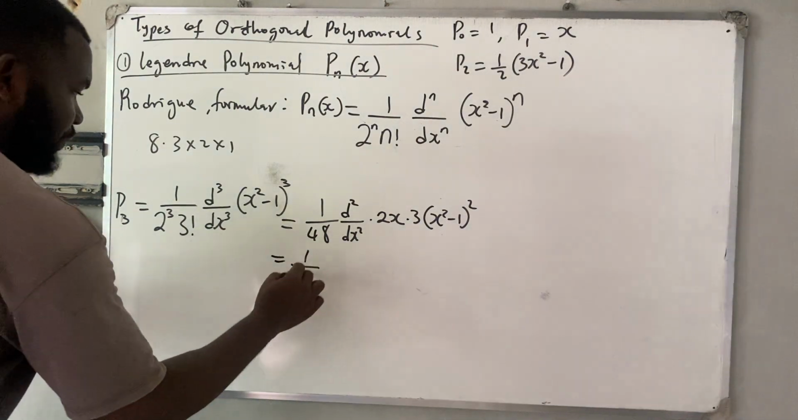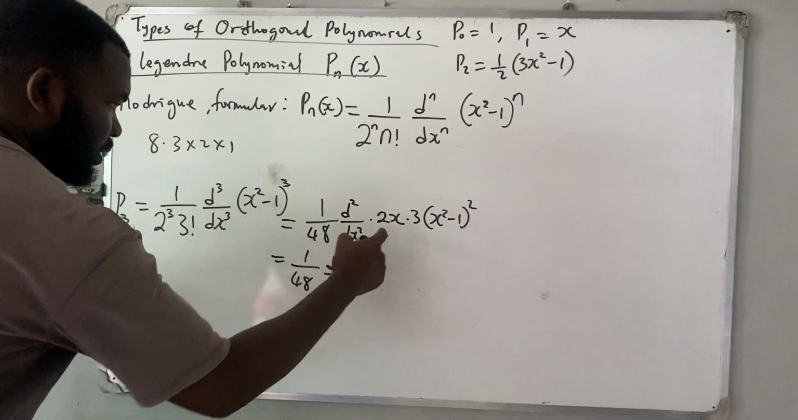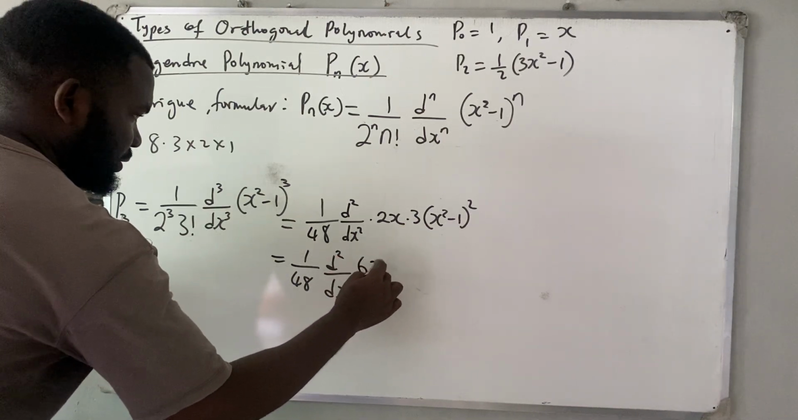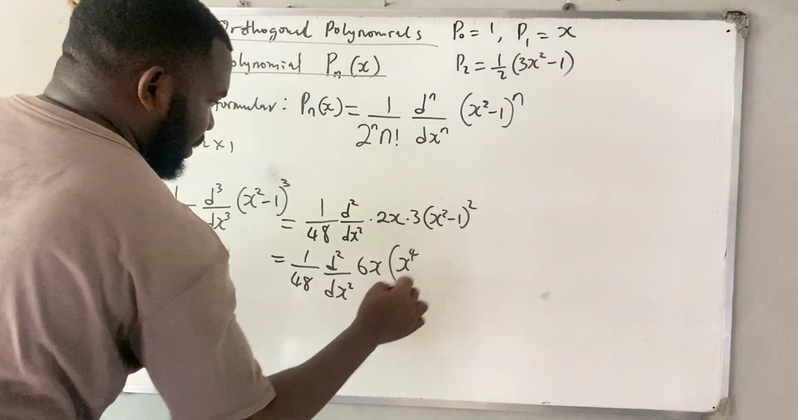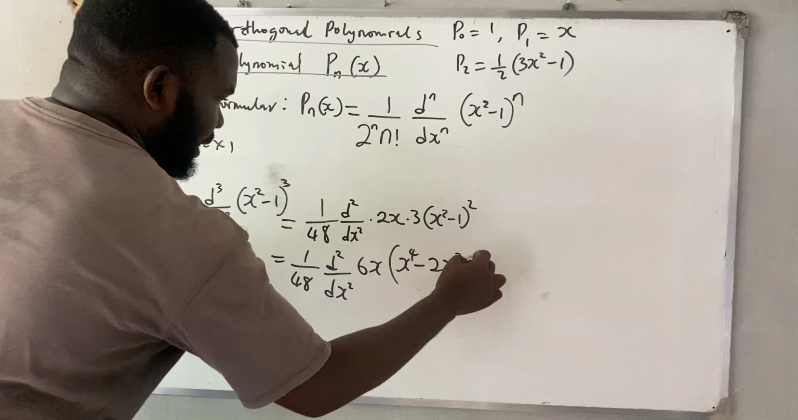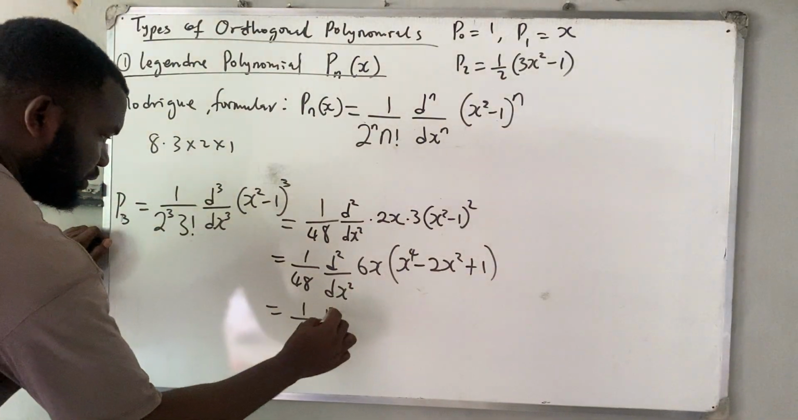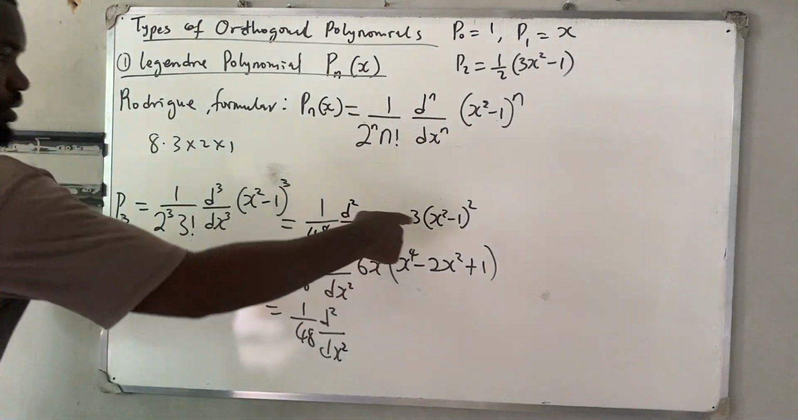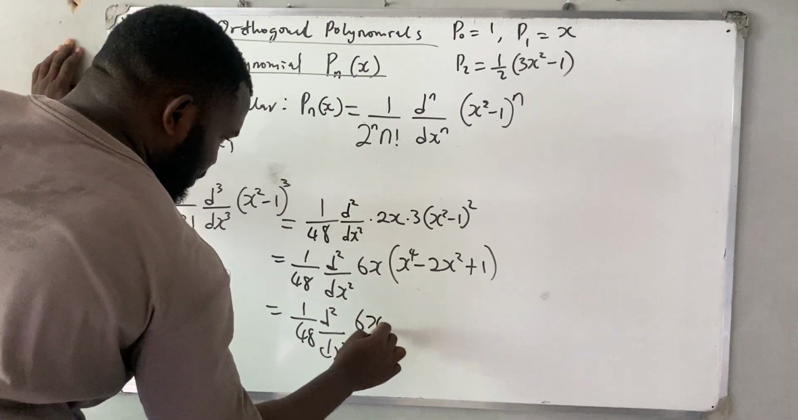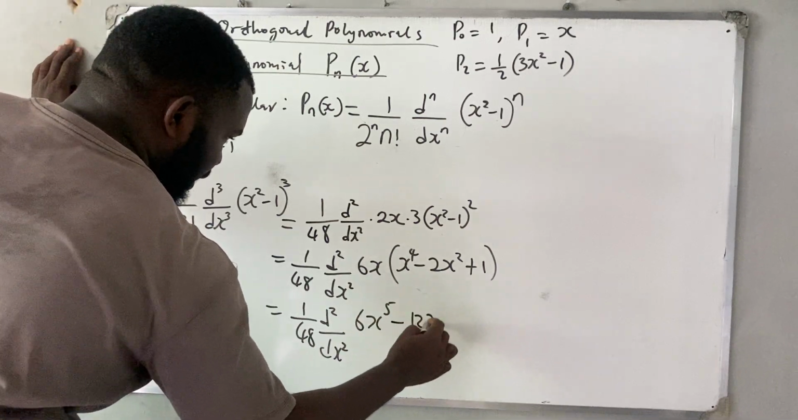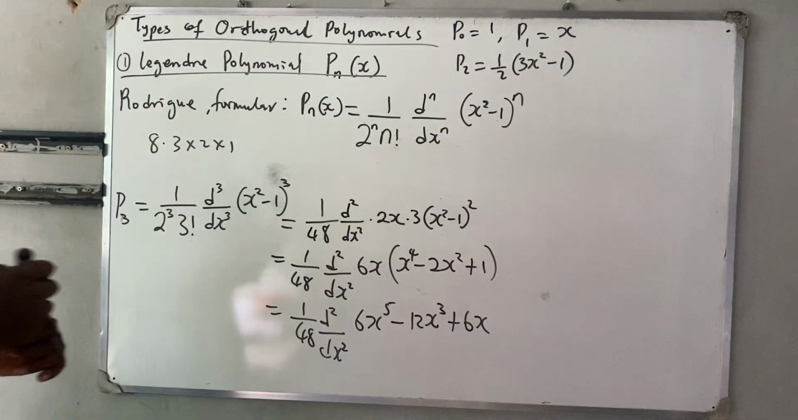So this is going to be 1 over 48 d squared over dx squared. This time this will give you 6x into square the first one, you have x raised to power 4. Multiply the first one and the second one, double it, you have 2x squared. Square the last one, you have 1. Okay, so if you open it, you're going to have 1 over 48 d squared over dx squared. I don't want to start doing product rule here. It will take my time. So this time this will give you 6x raised to power 5 minus 12x raised to power 3, then plus 6x. I hope I'm correct.